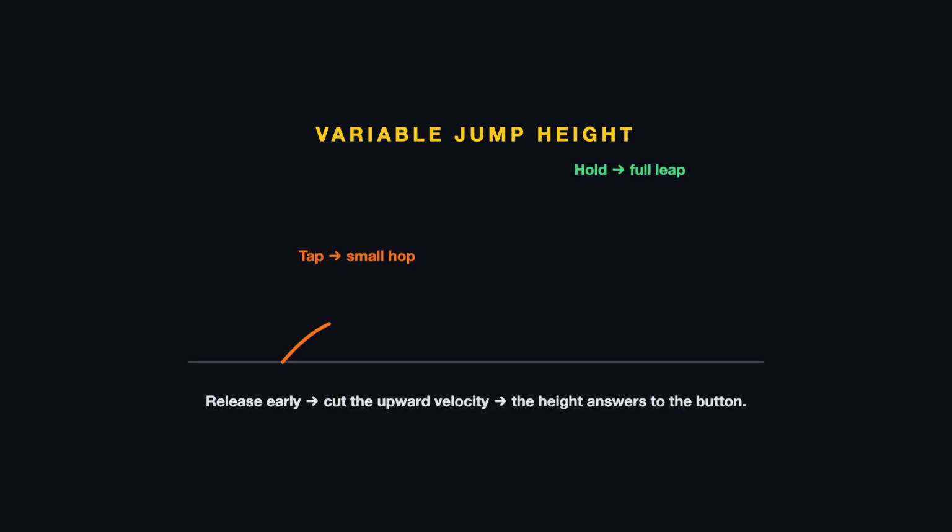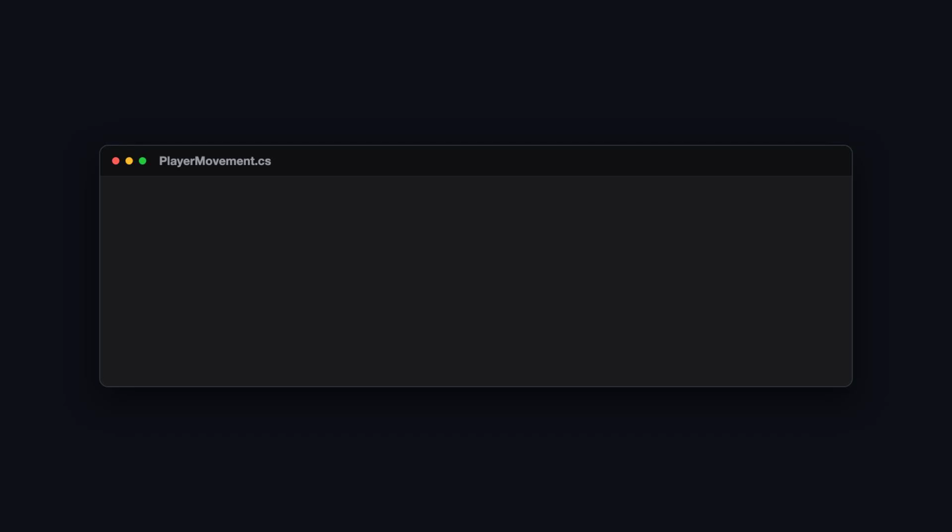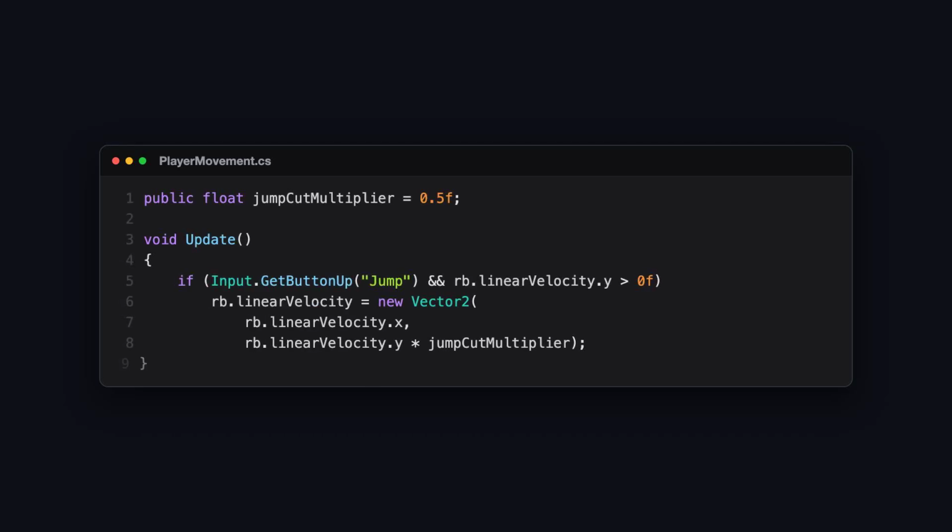One last layer, variable jump height. Right now every jump is the same height, whether you tap or hold. Real platformers let a quick tap make a small hop, and a long hold make a full leap. The fix is one more check. If input.GetButtonUp fires, the player let go of jump, and the character is still moving up, we cut the upward velocity. We set the y to itself times a jump cut multiplier, around 0.5. Half the remaining rise, gone, the instant they release.